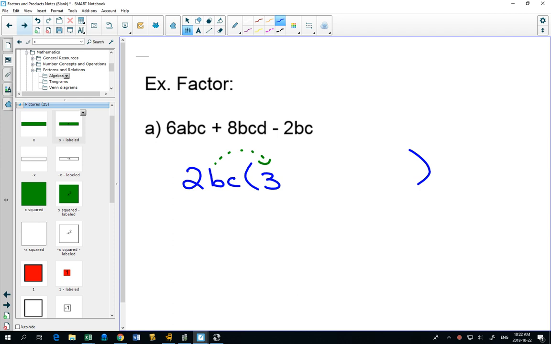And in order to get A, B, and C, well, I've already got the B and the C, I'm going to need another A. Same thing in the second term. I need a plus 4 to get plus 8. I have the B and the C, but I still have a D left. And the last one, I need a negative to make it negative 2. But the B and the C are already there. What do we do when everything's there? We have to imagine, what would multiply here to get negative 2BC? I would still need a 1.